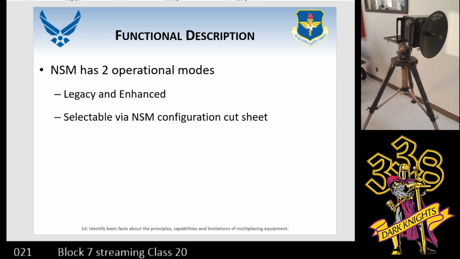NSM has two operational modes, legacy and enhanced, and as it says, these are selectable via the NSM. I'm not too sure why it says configuration cut sheet. It's a setting that you have to select on the cut sheet, but the actual setting is on the GUI or your laptop that's interfaced with. So it's actually a setting on the software that you can change. But this information, as far as the operational modes, those two things are available in your TO as long as you know where to look and where to go find them.